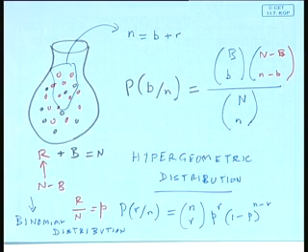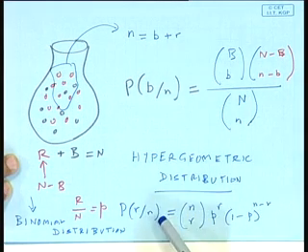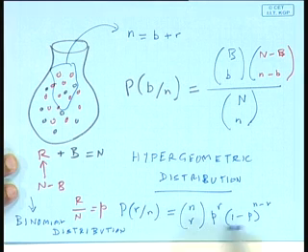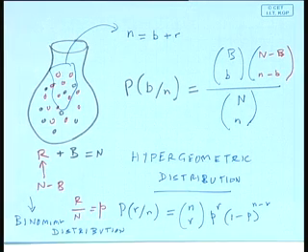So, sampling plans are based either on this or on this. Most of the sampling plans that are used in industry are based on the binomial formula. I just wanted to give you an idea of what it would be if I were doing this.